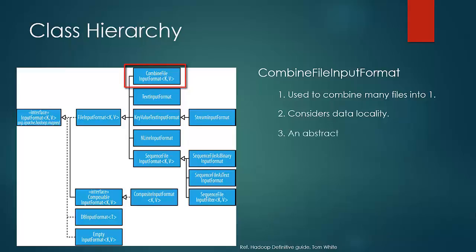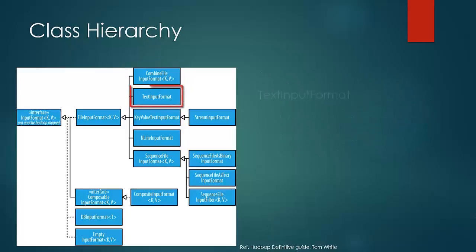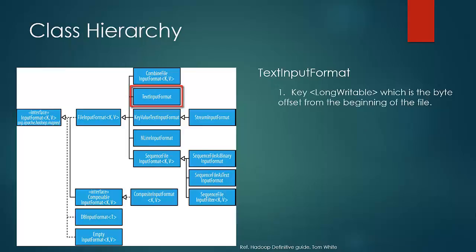Although the case with many input files is not a good case for MapReduce from a performance perspective and should always be avoided. CombinedFileInputFormat is an abstract class and would need to be customized as per the scenario. Next we look at TextInputFormat. TextInputFormat supplies the map with the key as LongWritable, which is the byte offset from the start of the file, and the value as the text line, which excludes any line terminator. This is the default input format.